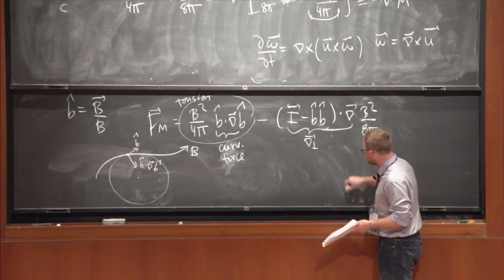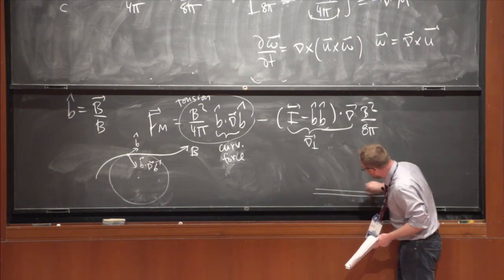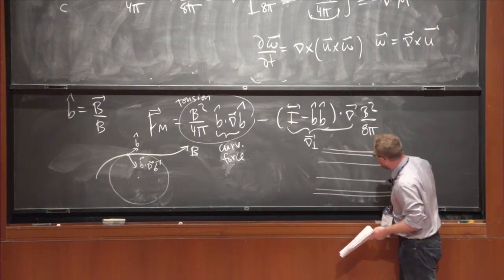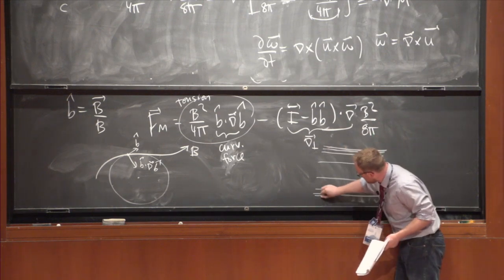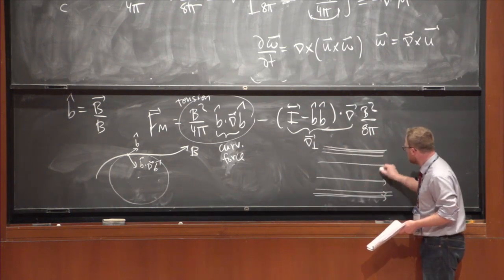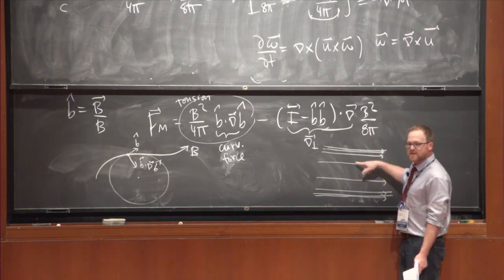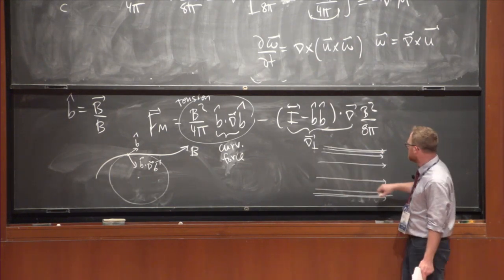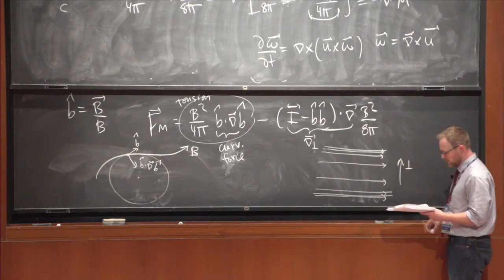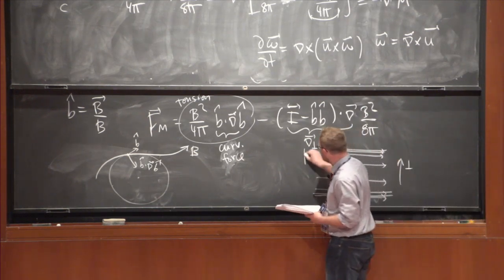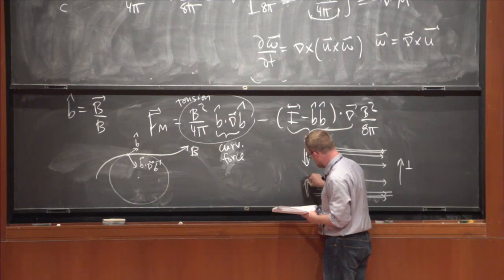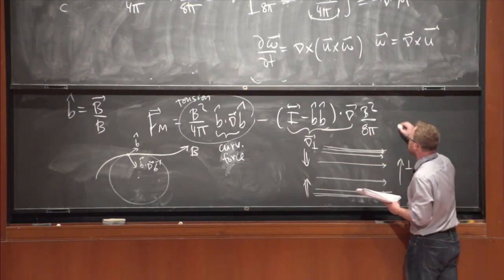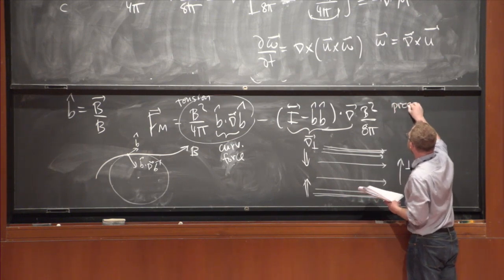So pictorially, if I have a bunch of magnetic fields that are pointing this way, and I compress them perpendicular to the direction. So that's what I've done here. So this is the perpendicular direction. Then there's a force. This is sometimes called a pressure force.